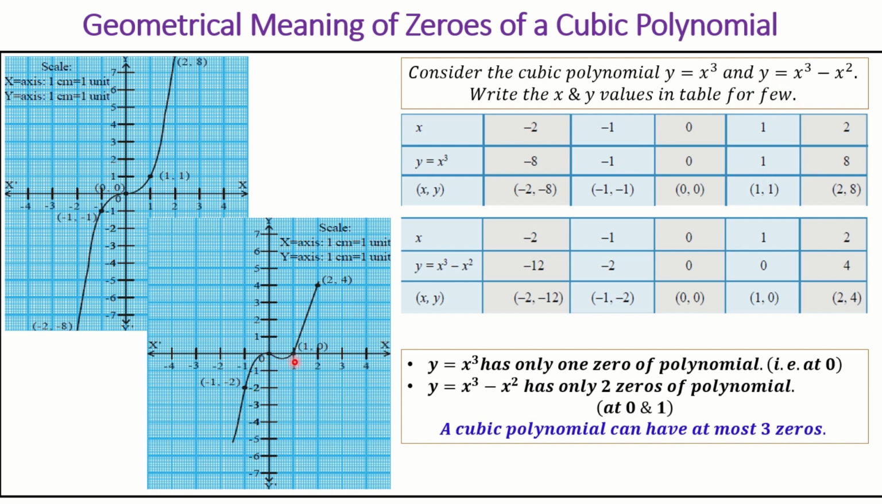So it has two zeros basically. And y equal to x cube has only one zero, that is 0. At x equal to 0, y will be 0. That's the only zero. There is no other zero possible. So hope you understood the graphical representation of polynomials from this.